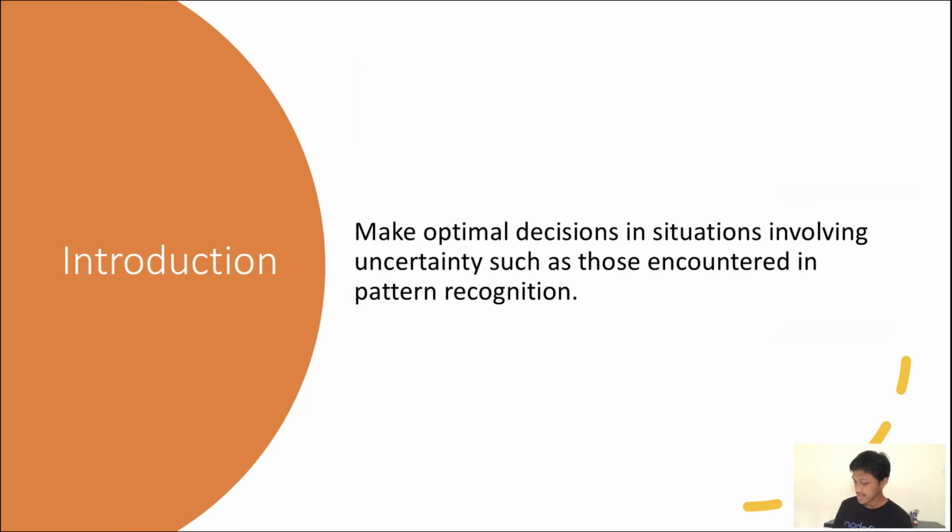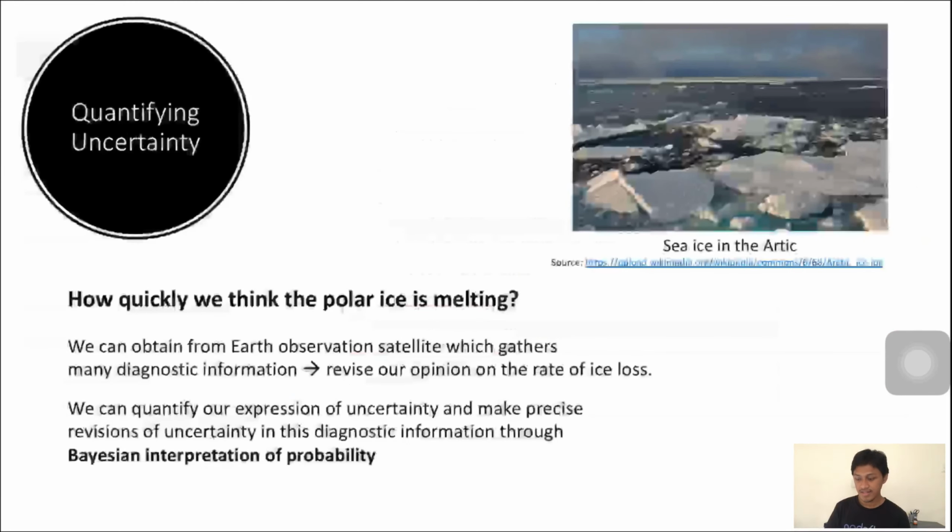So the first thing is a brief explanation of what decision theory is. It is making optimal decisions in situations involving an uncertain environment, and thus it is used in pattern recognition. So how do we quantify the uncertainty?